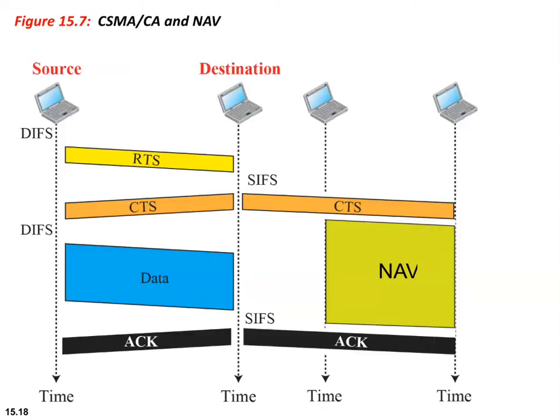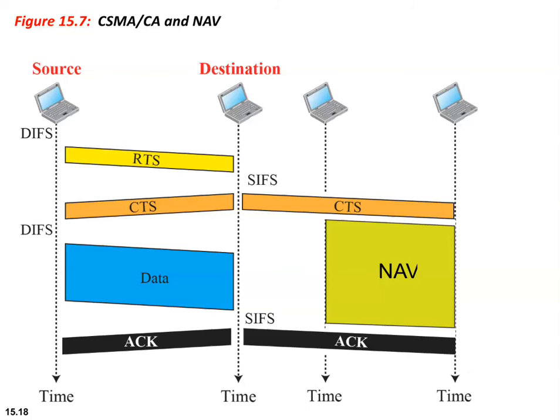Here there can be a collision during the handshaking. If there is no CTS, the sender assumes that there has been a collision. So because of these RTS and CTS frames, collisions can be detected here. And this collision can occur if two stations send the RTS, the request to send, at the same time.